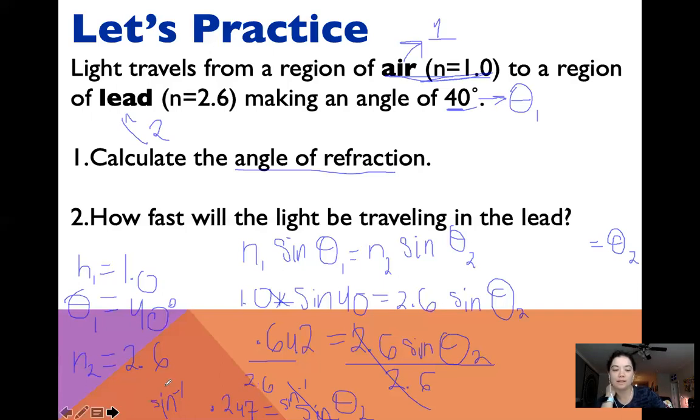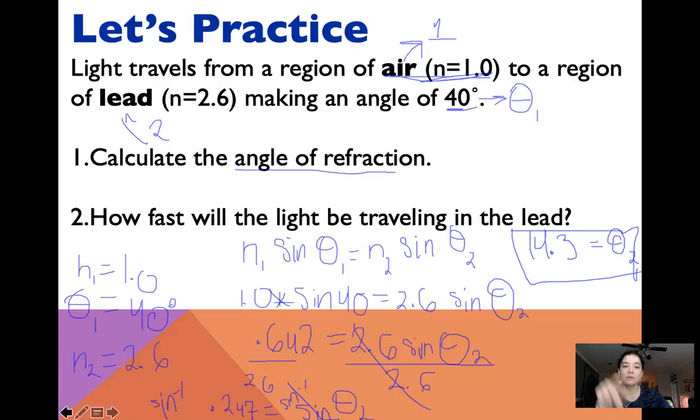When you do that, sine inverse of 0.247226037, you should get 14.3. 14.3 as your theta value. If you struggled with that, it's okay. Come to office hours and I'm happy to work it out with you, okay?